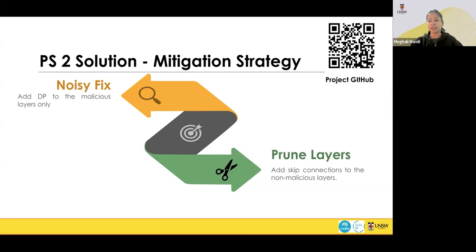In that way, we do not care if the privacy-utility trade-off of those layers is affected or not. So we have used the noisy fix, that's the differential privacy. And the second is pruning layers, where we have added skip connections to the non-malicious layers. That is, we are completely skipping the malicious layers' training and just adding skip connections to the non-malicious layers. So these two are the solutions for the mitigation strategies.